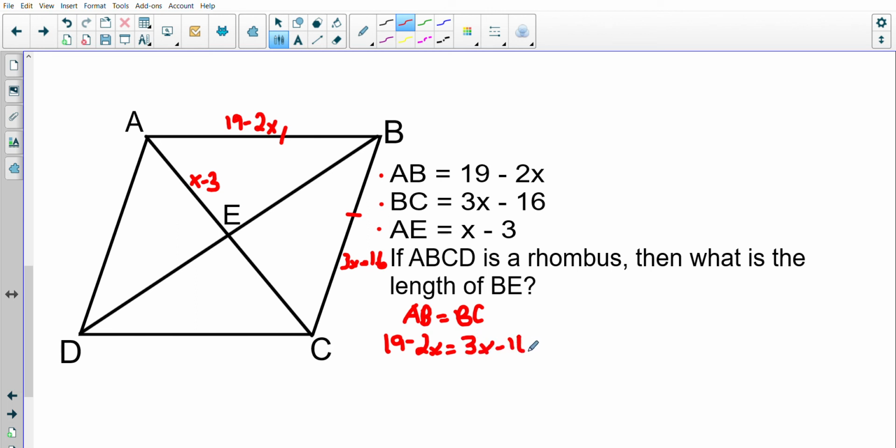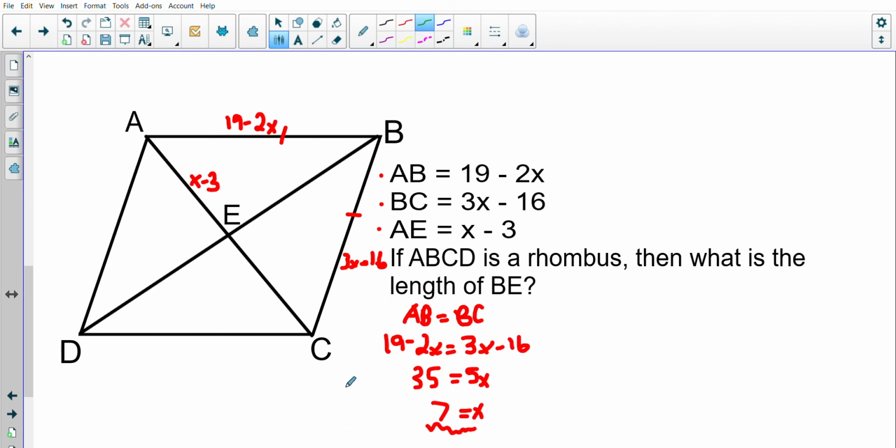Okay, and we'll go ahead and do our algebra here. If I go ahead and add 2x to each side, what I'm going to get here is 5x. And if I add 16 to both sides, I'm going to get 35. Okay, so if I divide both sides by 5, I find out that x is 7. So that's 7. So what does that mean for us?